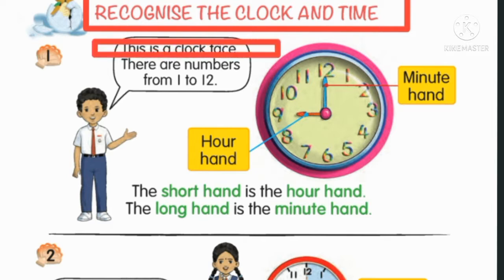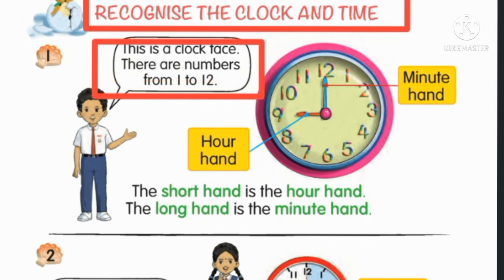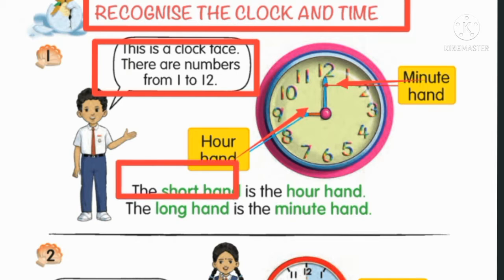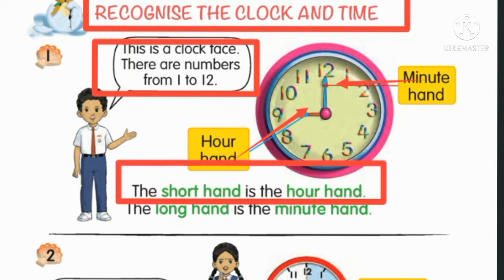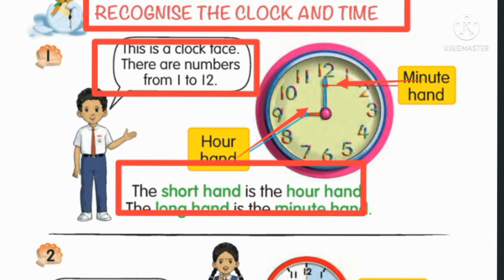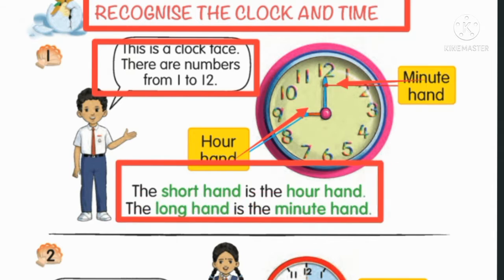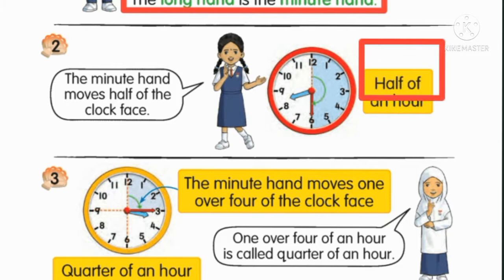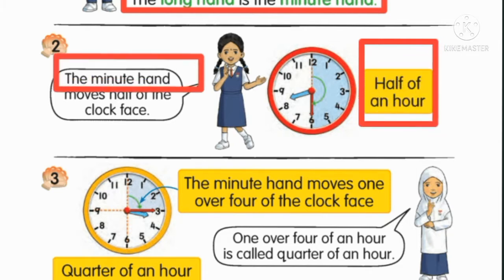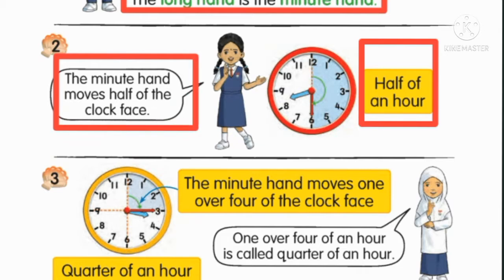This is a clock face. There are numbers from 1 to 12. This is minute hand. This is hour hand. The short hand is the hour hand. The long hand is the minute hand. Half of an hour means the minute hands move half of the clock face. Look at the picture of the clock face.